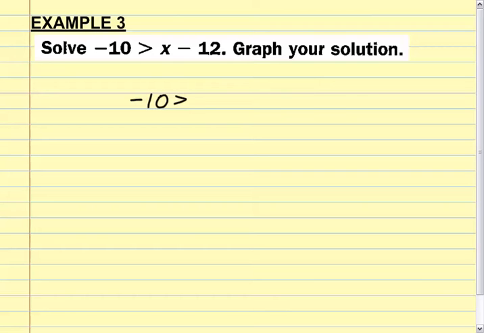Negative 10 is greater than x minus 12. Good. Cedar, what do I do? Well, you need to get rid of 12, so add 12 to both sides, and I'm going to get x, that sign, and 2. Okay. Who can read that to me? Caroline? 2 is greater than x. Okay. Read it the other way. X is less than 2. Good. You have to be able to read it both ways because sometimes the x is on the other side.